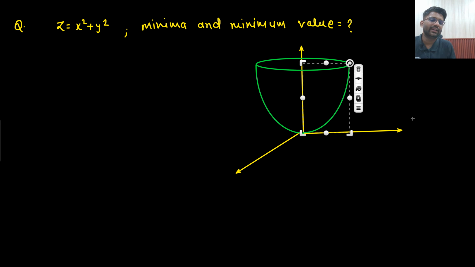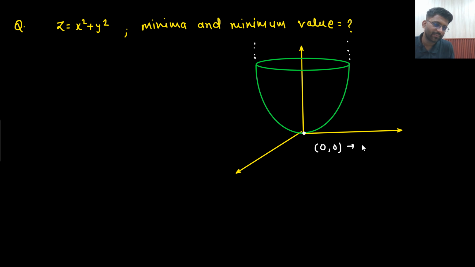Since you have seen the graph, it will be going towards infinity, right? So since you have seen the graph, what do you know? That yes, 0, 0 will be the point of minima. If this kind of question comes in the examination and we know the graph, then without doing any calculation, we will be able to tell the answer. But let's do the calculation.